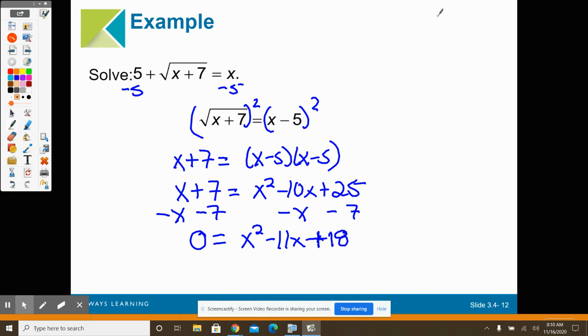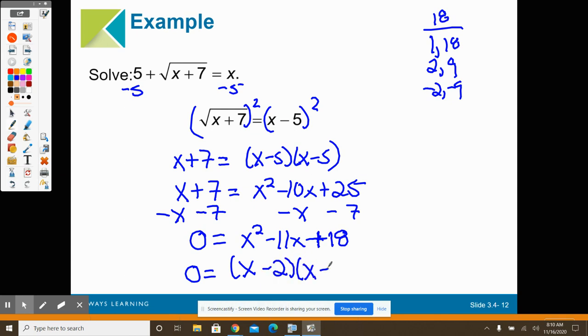Well, let's look. Make your list for 18. 1 and 18, not it. 2 and 9, yes, this will factor. So that should make you happy. We're going to have a negative 2 and negative 9 because I need the negative 11. So it's an x minus 2 and an x minus 9. Set each piece equal to 0 because that's what we're really doing there. And you get x equals 2 and x equals 9.